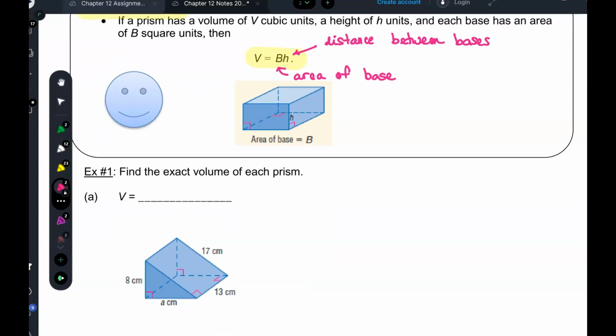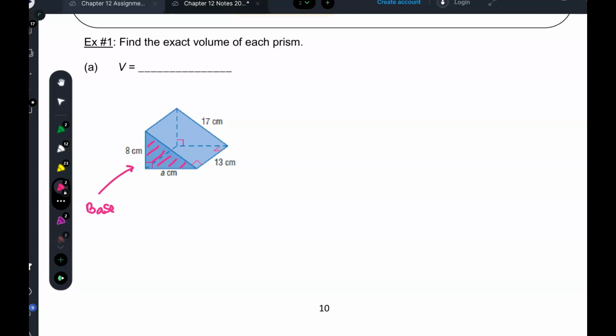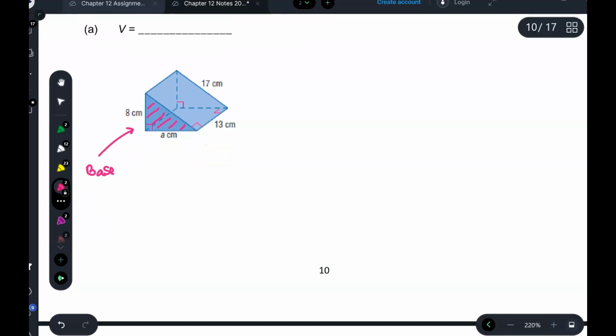So let's look at the next one. What is the base? Square. No. Oh, no, you're right. It's a triangle. This is the base. You always have to have 2 bases with the prism. So what do you have 2 of that are parallel? Okay, so this is 17, but what do I need for the area of the base?